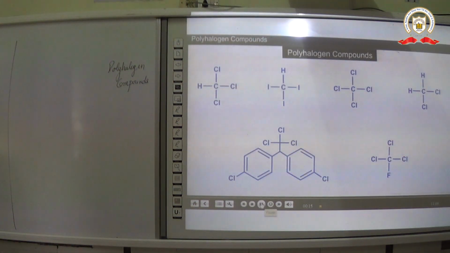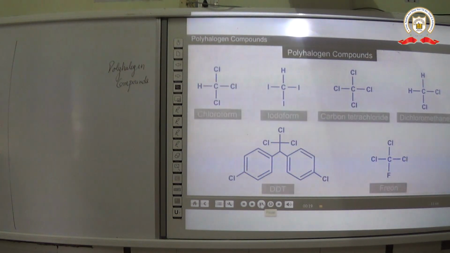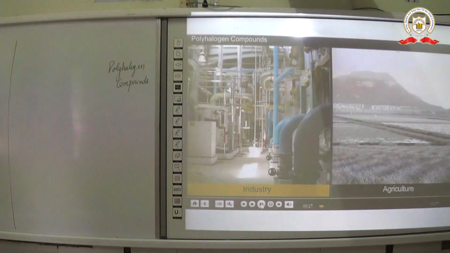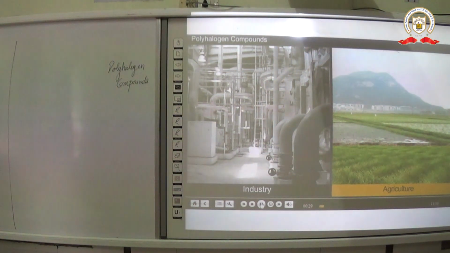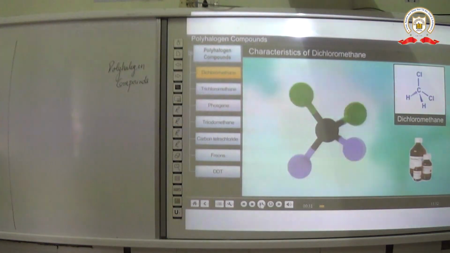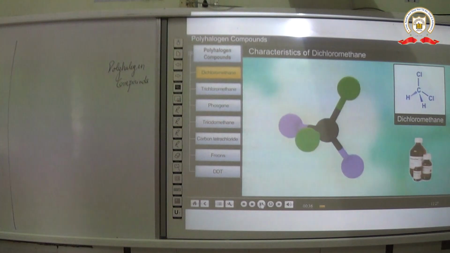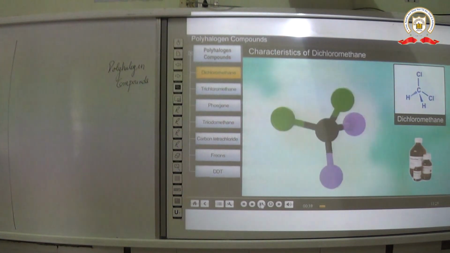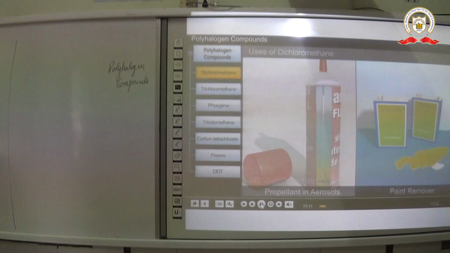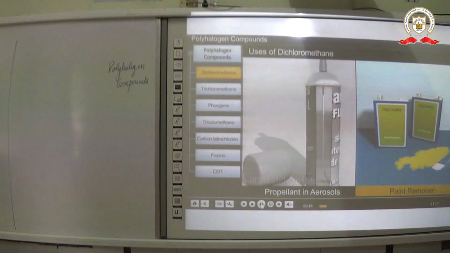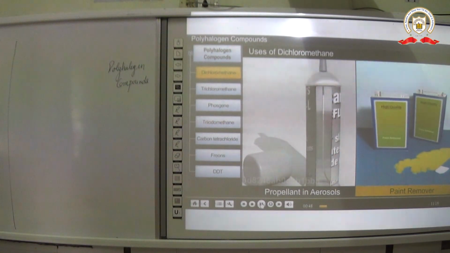Polyhalogen compounds are carbon compounds containing more than one halogen atom. Some examples of polyhalogen compounds are shown here. Many polyhalogen compounds are useful in industry and in agriculture. Dichloromethane, also called methylene chloride, is a colorless volatile liquid with a moderately sweet aroma. It is used as a propellant in aerosols and also as a paint remover.